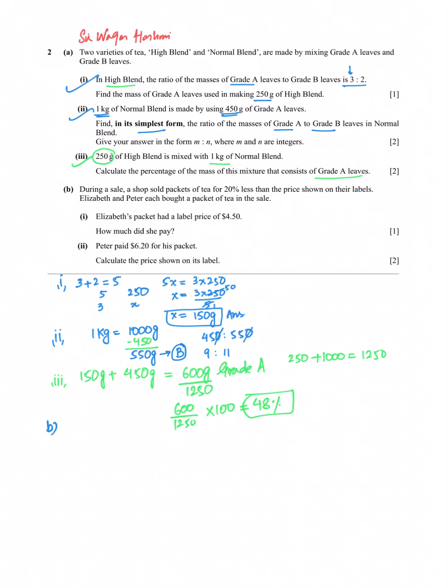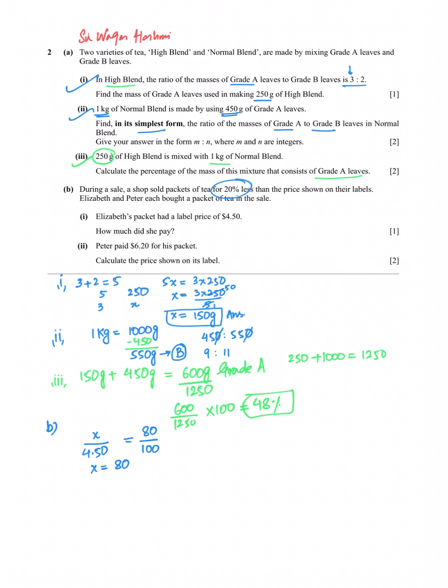It says that during a sale, a shop sold packets of tea for 20% less than the price shown on their labels. Elizabeth and Peter each bought a packet of tea in the sale. Elizabeth's packet had a label price of 4.50. How much did she pay? Alright, so it says that the sale price is 20% less. So if the tag price is 4.50, that is actually the 100% price, right? So after the deduction of 20%, that means the leftover is 80. What should be the price after 20% off? So by cross multiplication, you will get the answer.